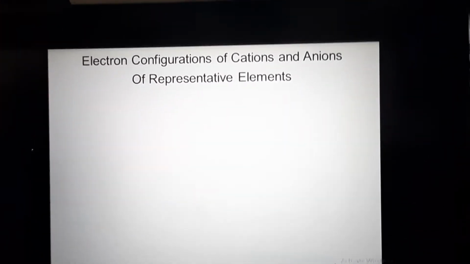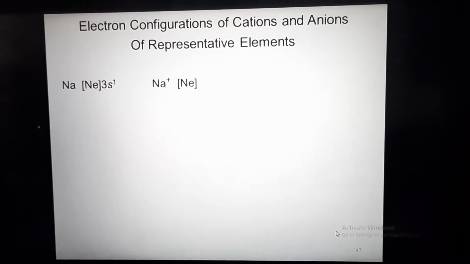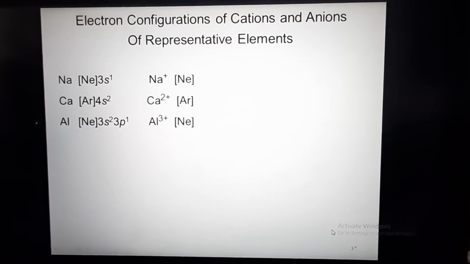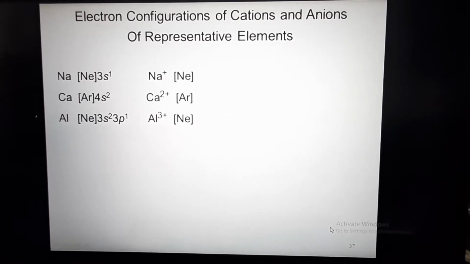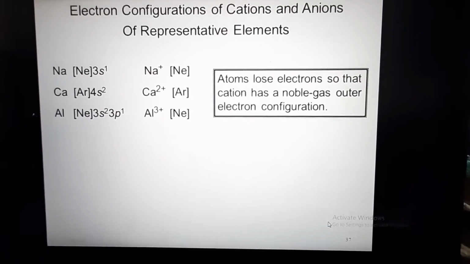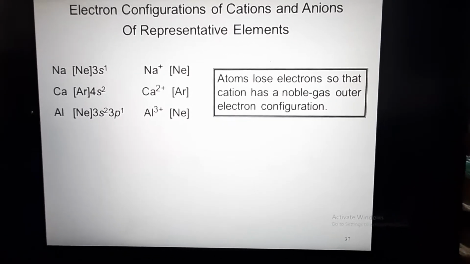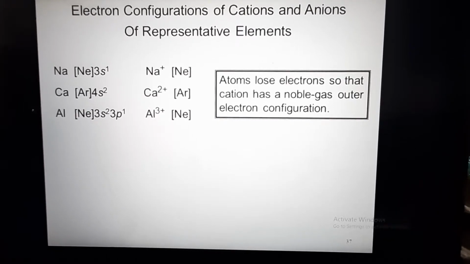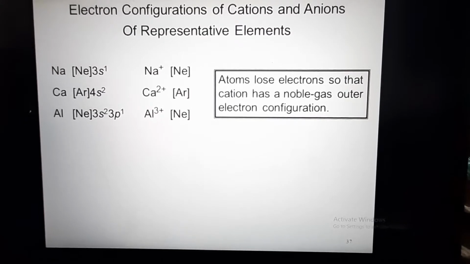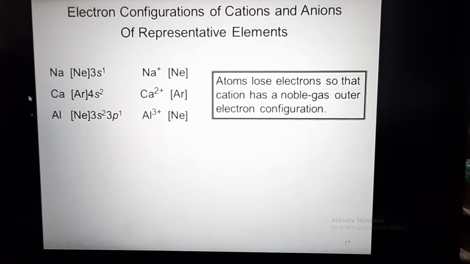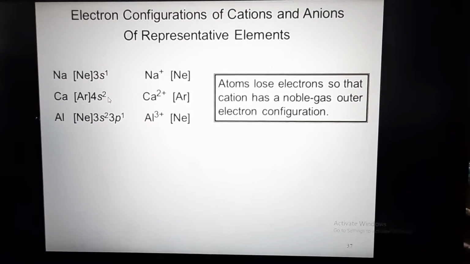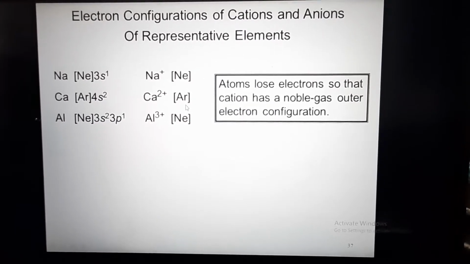So we looked at what happens when some metals try to achieve the noble gas configurations. So we see that sodium loses its s1, becomes a sodium positive, and looks just like neon's configuration. Calcium loses its two s2 electrons right here, and then becomes a 2 positive, and it looks just like argon.